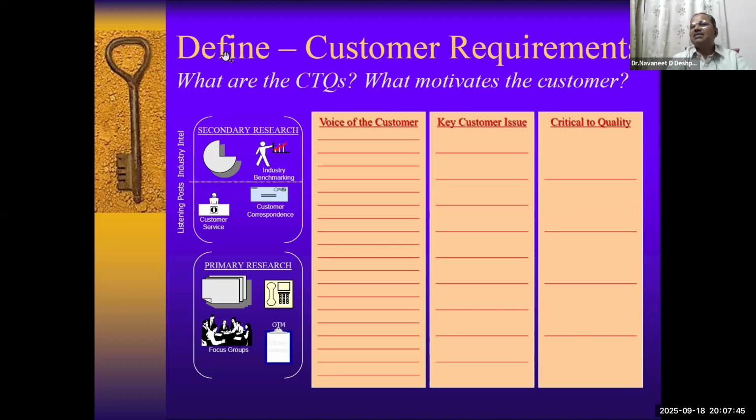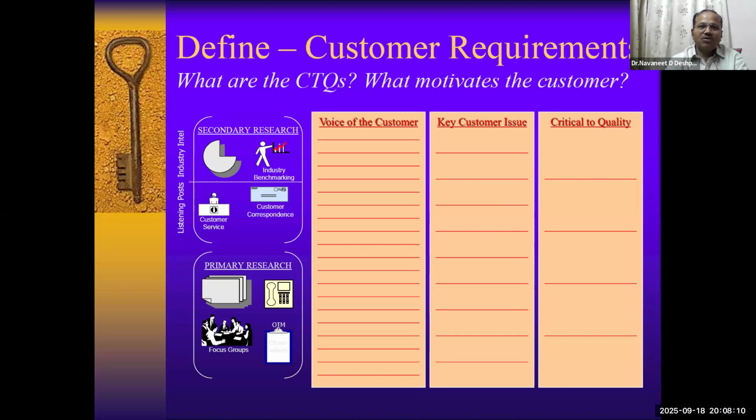Unless you define these customer requirements, what is critical to quality, we will not understand in the first place the exact meaning of quality, especially in a service industry like healthcare, where patient satisfaction and patient safety are of prime concern. What is critical to our quality could not be easily understood unless we define this. So this is the first step, as we were calling it, DMAIC.